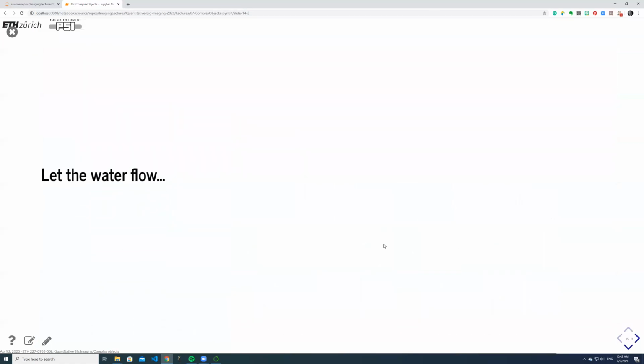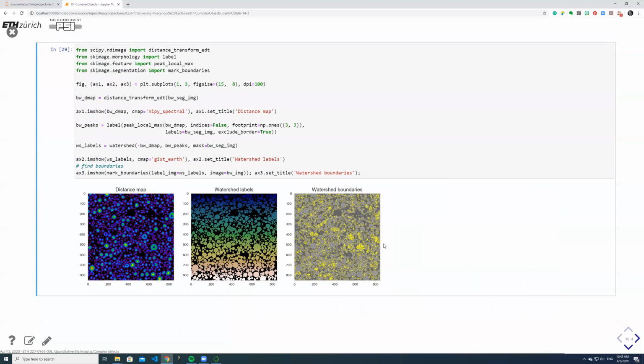And now we let the water flow, so applying the watershed segmentation and following the steps, producing a distance map and getting the watershed labels. Right now I used a continuous color code, so you can see that we have the smallest labels up here and the largest labels here. It doesn't give you any information, as the label is just an index number, so it doesn't tell much about the sample itself. It's just how many we have found.